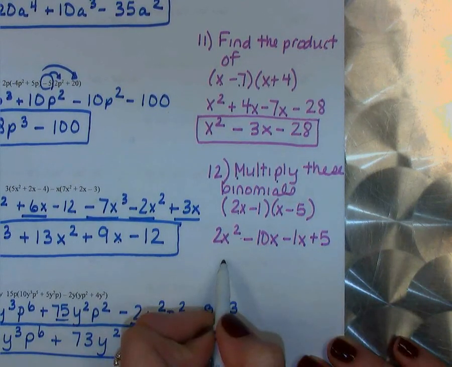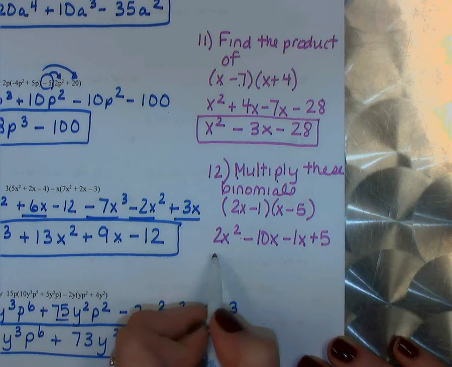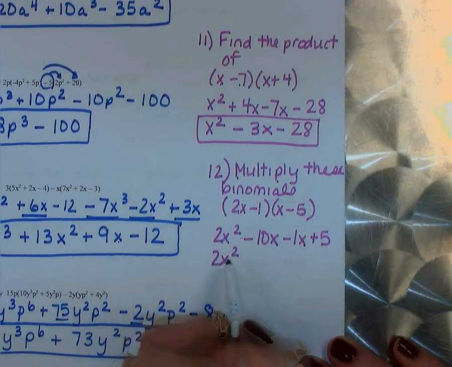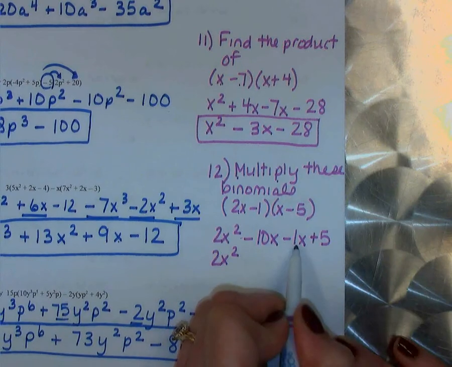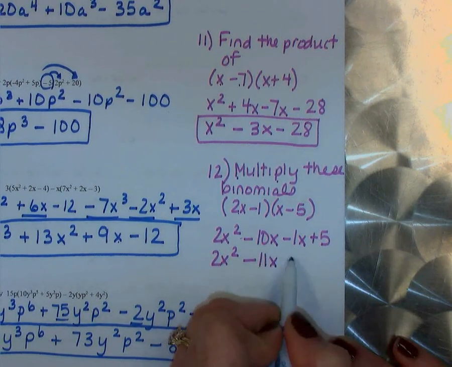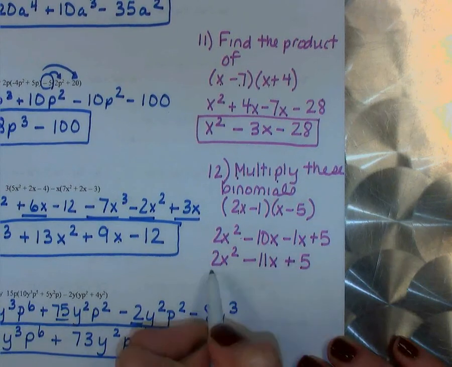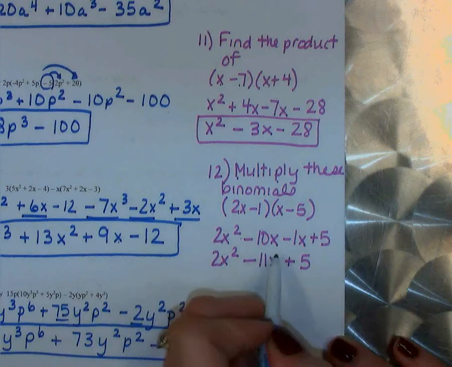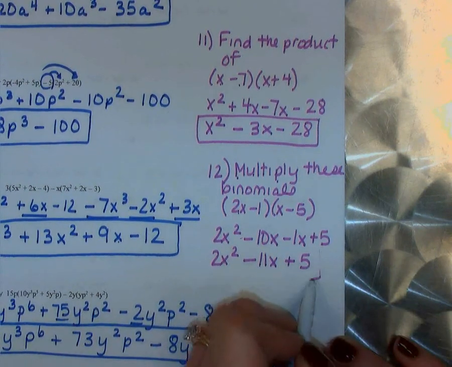Now I want to make sure I have my like families combined and I have my answer in simplest standard form. 2x squared stays, it has nothing to be combined with. Negative 10, negative 1 gives you negative 11x plus 5. Unlike families, so they stay as they are. Highest exponent to lowest, this is my answer.